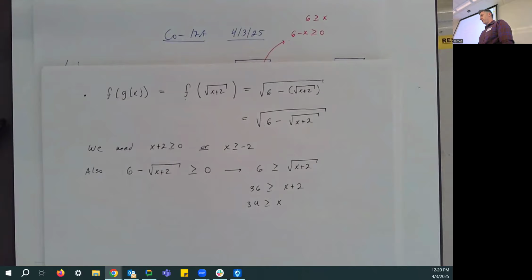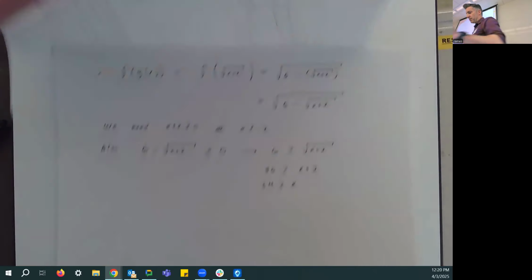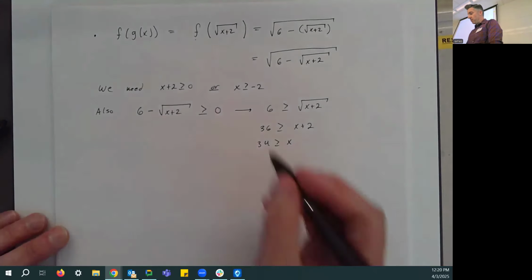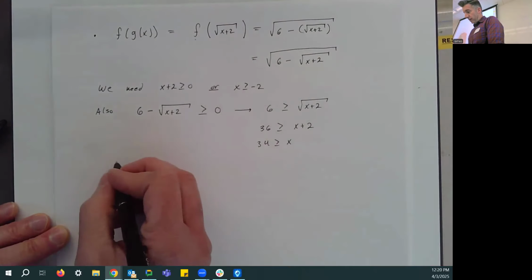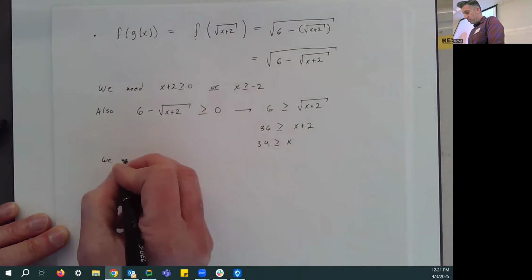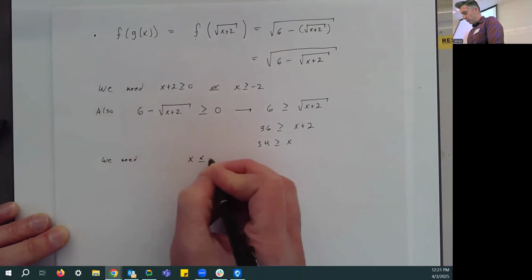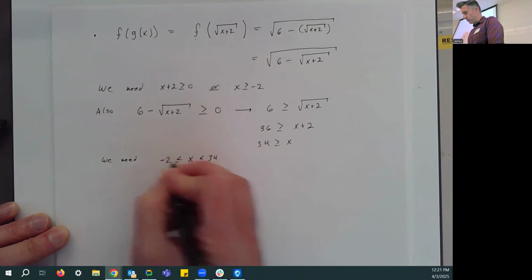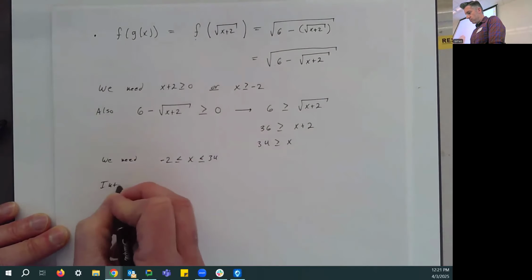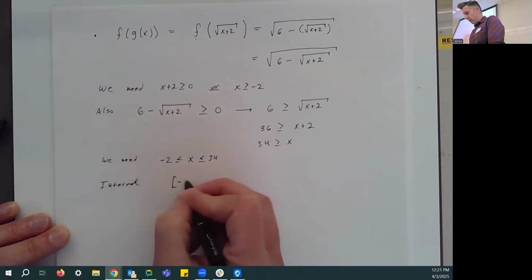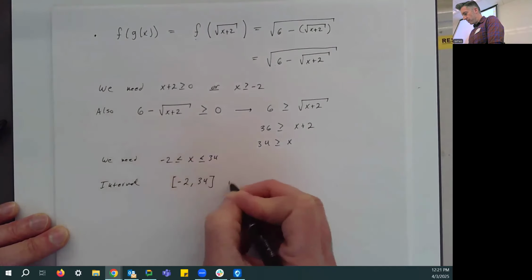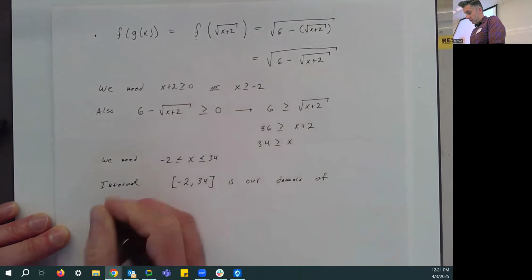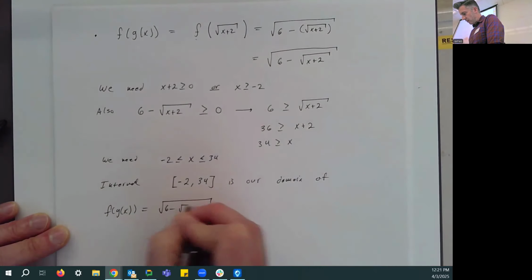Sometimes you can go the wrong way here if you're not careful with your squaring, but that's a tale for another day. So we need both x to be bigger than or equal to -2 and less than or equal to 34. Writing it as an inequality, we need x to be less than or equal to 34, bigger than or equal to -2. Written as an interval, we have our domain as -2 with a bracket to 34 with a bracket is our domain of f of g of x equal to the square root of 6 minus the square root of x plus 2.